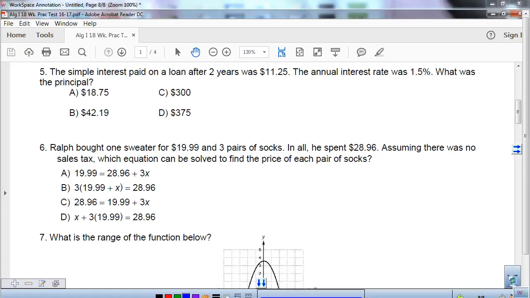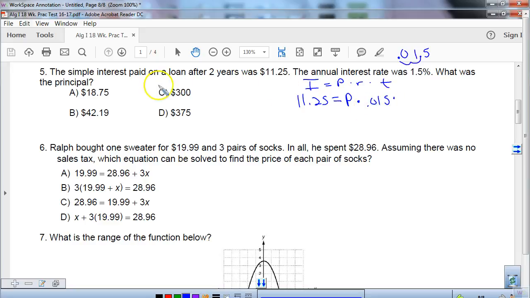Number 5, the simple interest paid on a loan after 2 years was $11.25. The annual interest rate was 1.5%. What was the principal? This is an I equals P times R times T problem. We need to fill in what we know and then solve for what we don't. The simple interest paid was $11.25, so that's the interest. It asks what was the principal, so that's a number we don't know. The rate was 1.5%, but you have to remember that needs to be a decimal, not a percent. So that is 0.015. And then the time in years was 2.